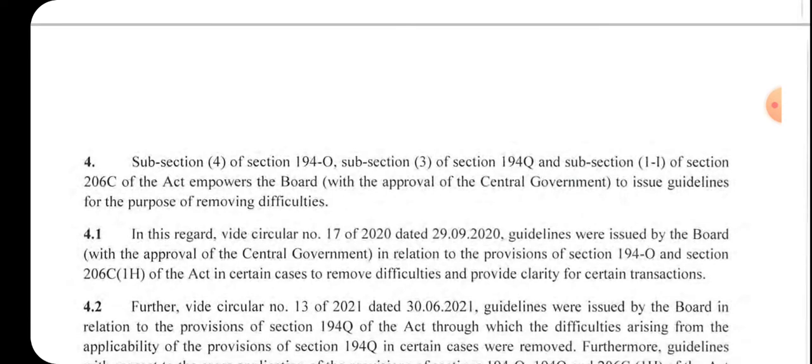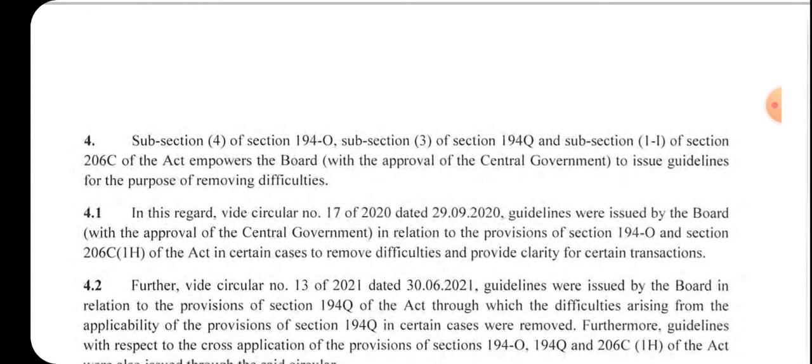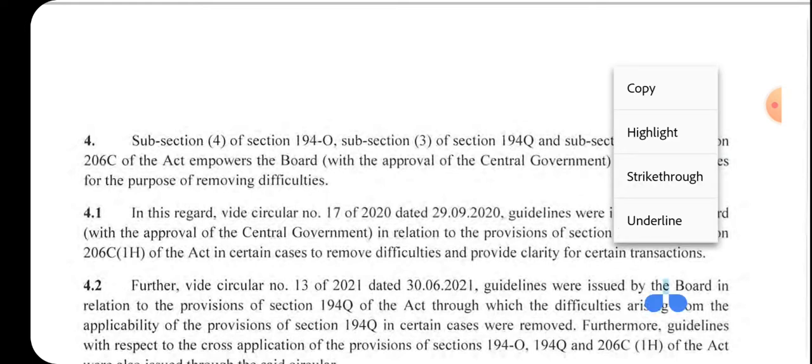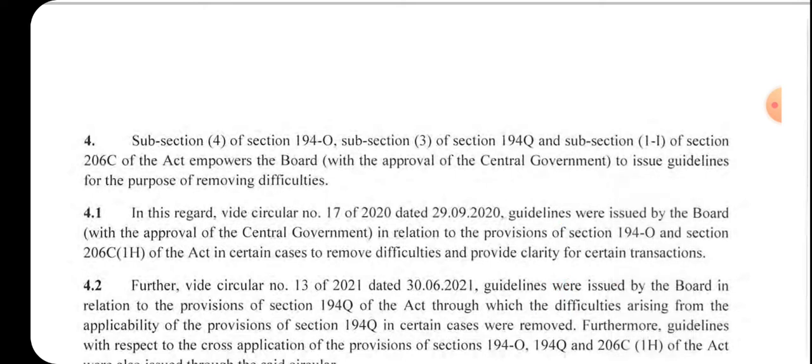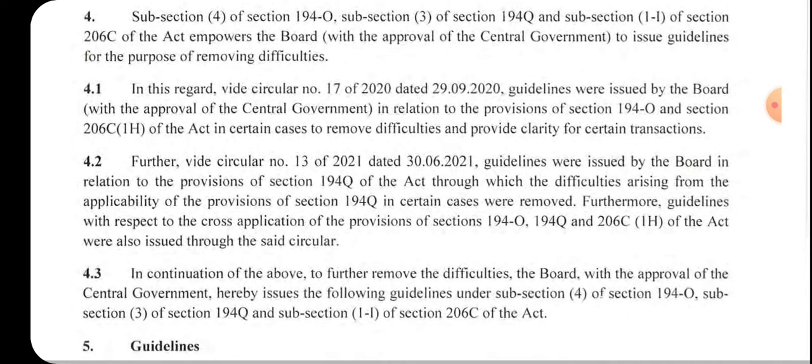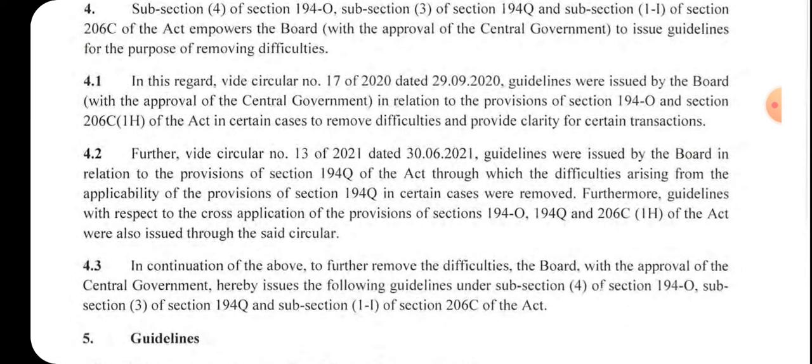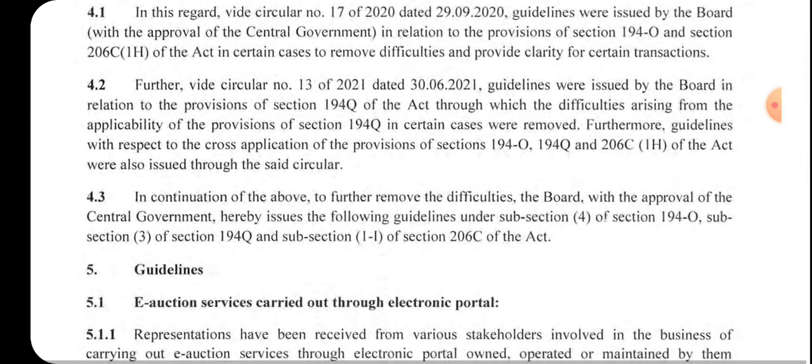Subsection 4 of section 194O, subsection 3 of section 194Q and subsection 1H of section 206C of the Act empowers the board, with the approval of the Central Government, to issue guidelines for the purpose of removing difficulty. In this regard, vide Circular number 17 of 2020 dated 29th September 2020, guidelines were issued by the board with the approval of the Central Government in relation to the provisions of section 194O and section 206C 1H of the Act in certain cases to remove difficulty and provide clarity for certain transactions.